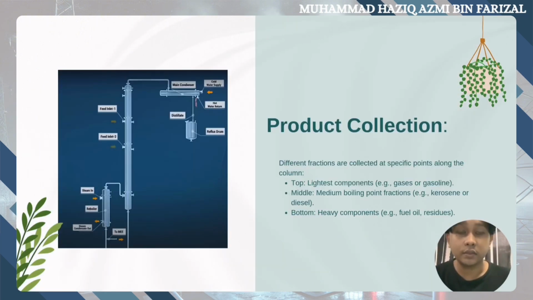And for the last part, you can see this is an overview of the distillation. So for product collection, different fractions are collected at specific points along the column. For example, the top has the lightest component, like gas, and a medium boiling fraction like kerosene or diesel. And the last one is the bottom, a heavy component like oil.